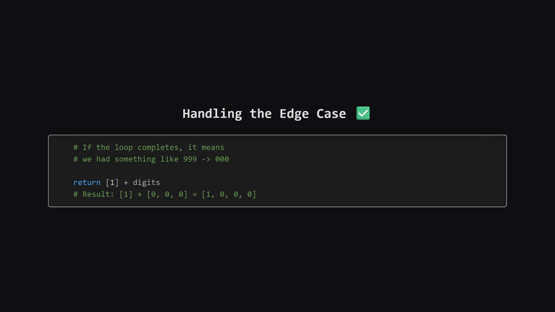If the loop finishes completely without ever returning, it means every single digit was a 9 and rolled over to 0. So we are left with a list full of zeros. To fix this, we simply need to stick a 1 at the very beginning of our list. In Python, we can just concatenate a new list containing 1 with our existing digits list. This transforms our 000 into 1000.